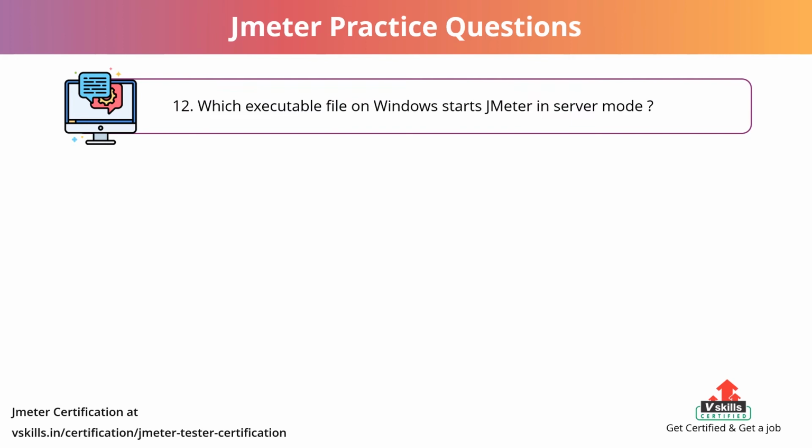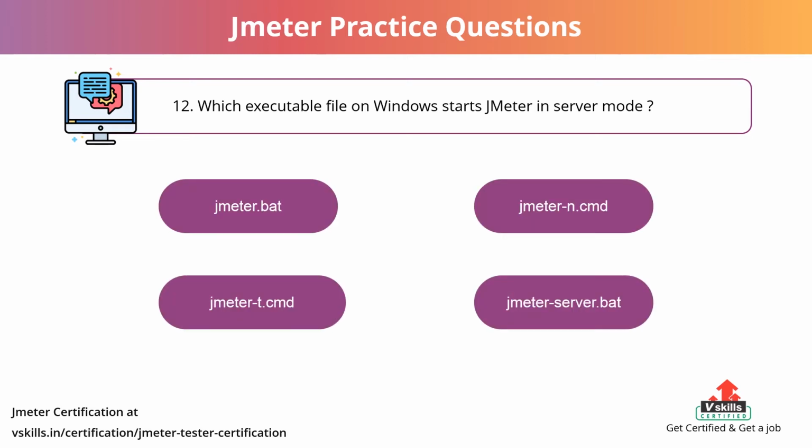Question number 12. Which executable file in Windows starts JMeter in server mode? The options are A. JMeter.bat, B. JMeter-n.cmd, C. JMeter-t.cmd, D. JMeter-server.bat. The correct answer is option D.